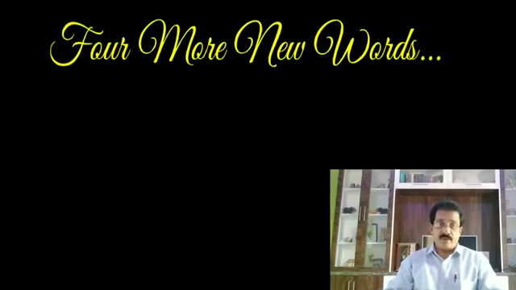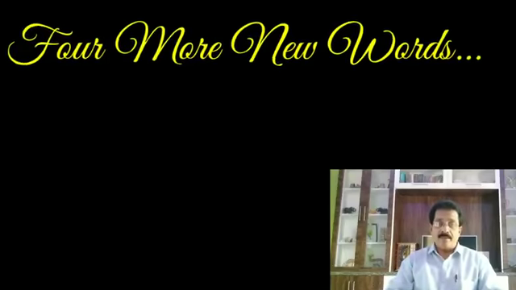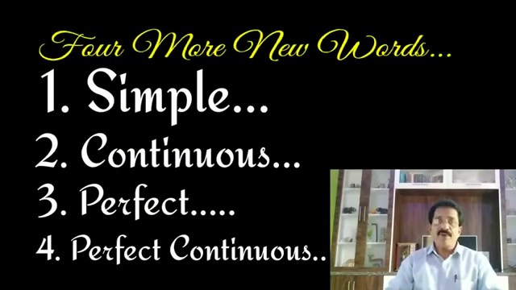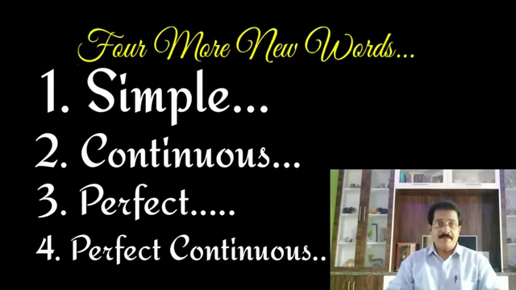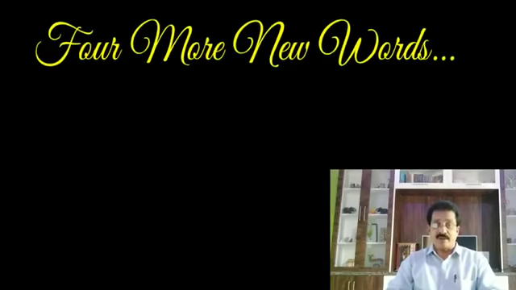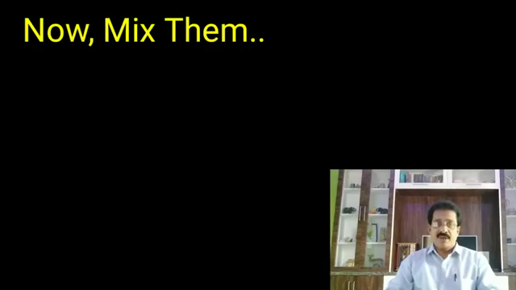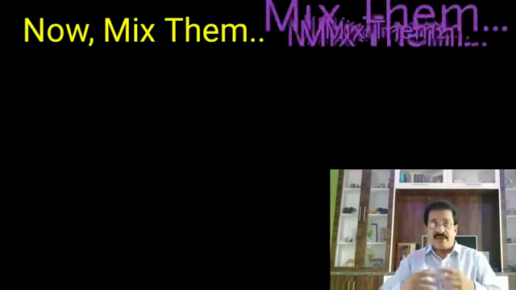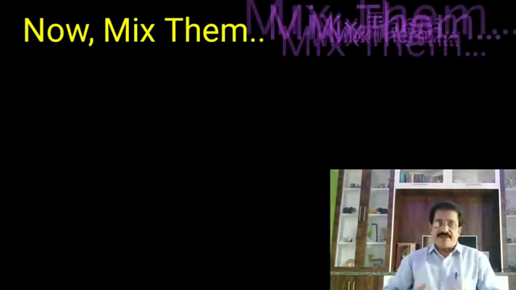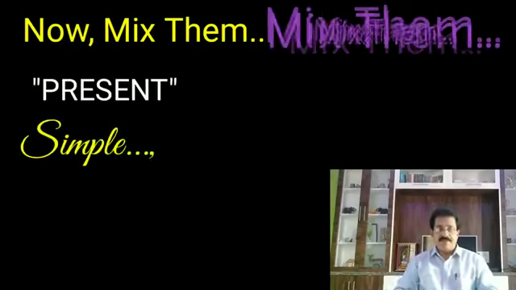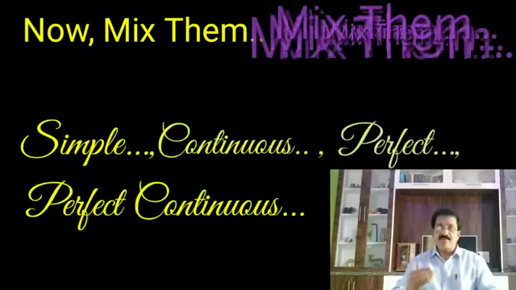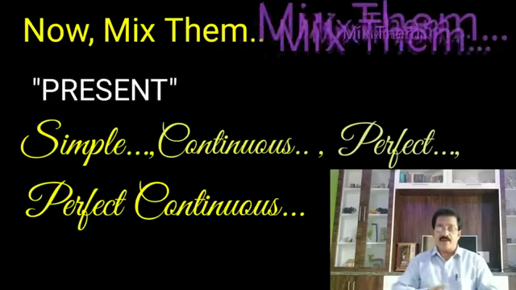The 4 phrases or words that we are going to learn are simple, continuous, perfect, perfect continuous. Simple, continuous, perfect and perfect continuous. Now if you mix one tense with these 4, you get 4 tenses. For example, let's take present and these 4: simple present, present continuous, present perfect, present perfect continuous. So those 4 words are added to present.